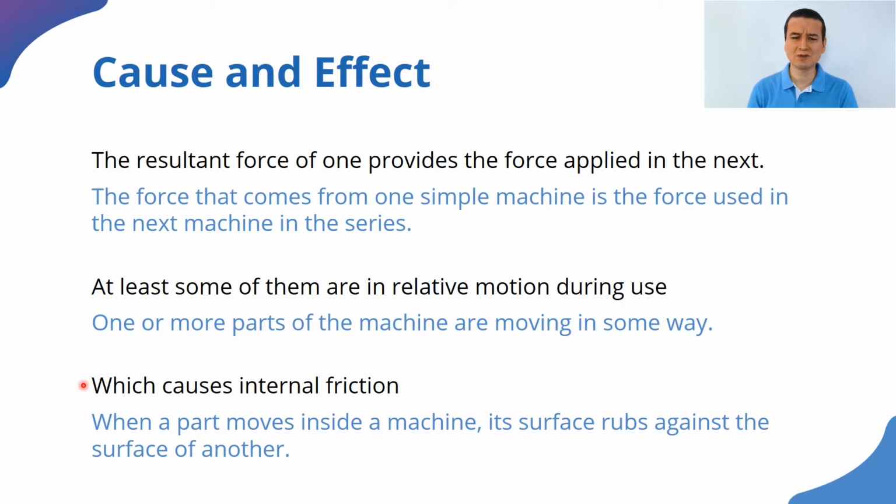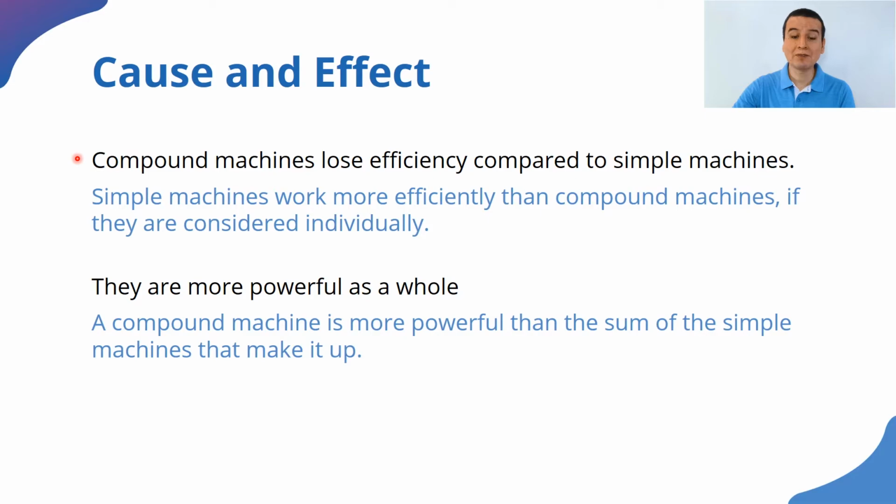Next, which causes internal friction. What causes internal friction? When a part moves inside a machine, its surface rubs against the surface of another. And that causes internal friction. All right, I understand that. Good.